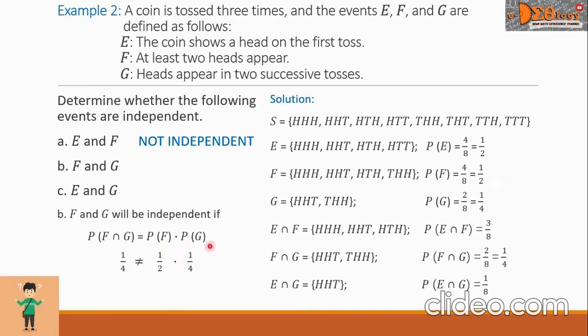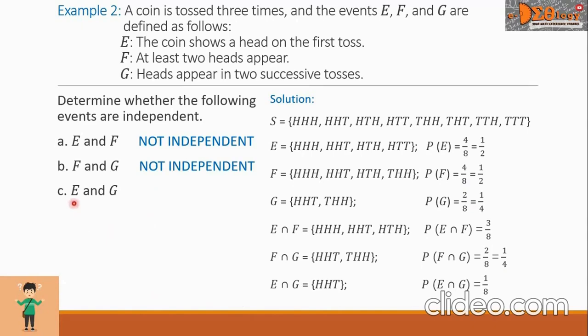times the P of G is 1/4. So when we get this product, it will have the 1/8, which is not equal to 1/4. So we may say now that these F and G again are not independent. Let us write our remarks opposite letter B. Let us now solve for letter C.